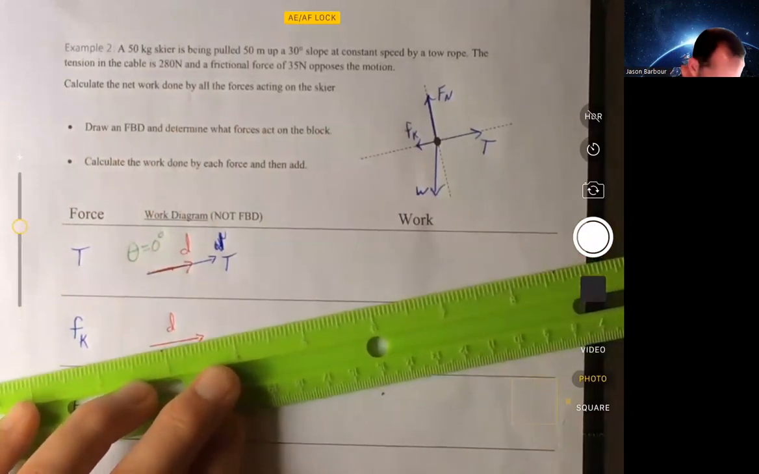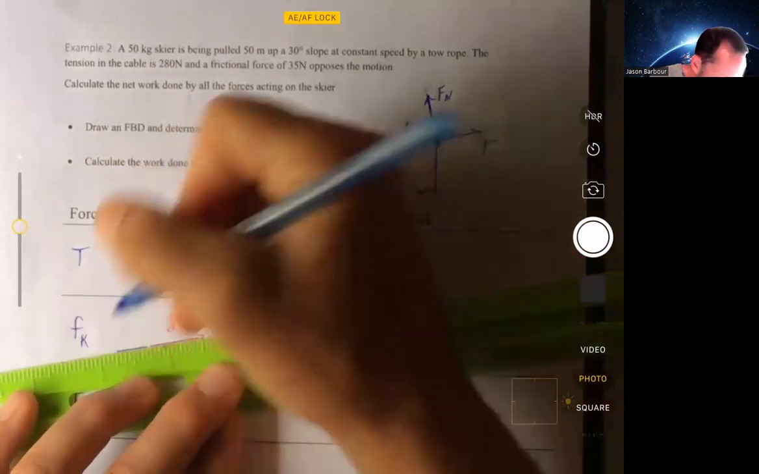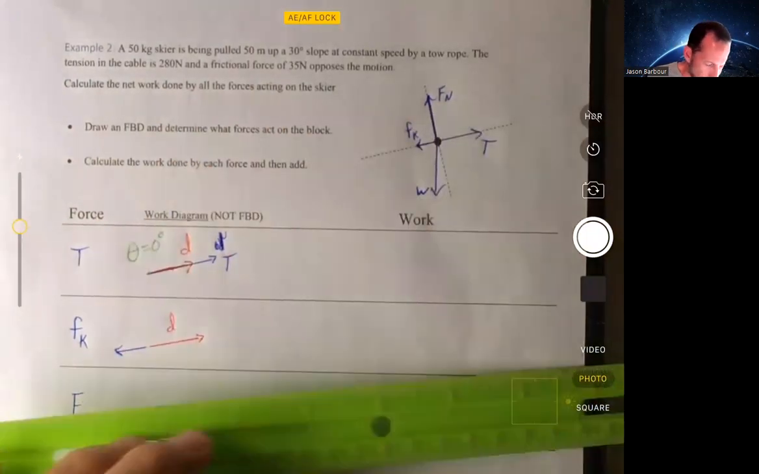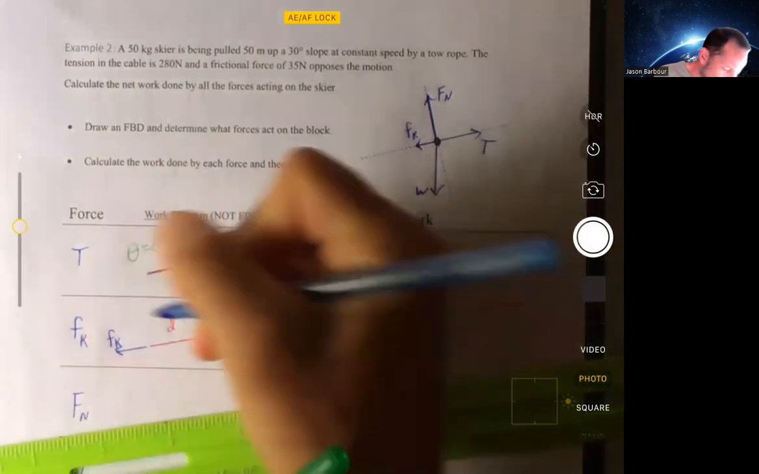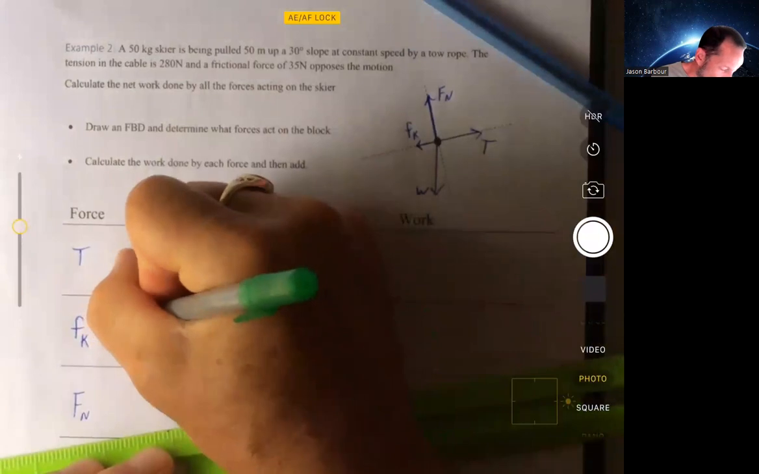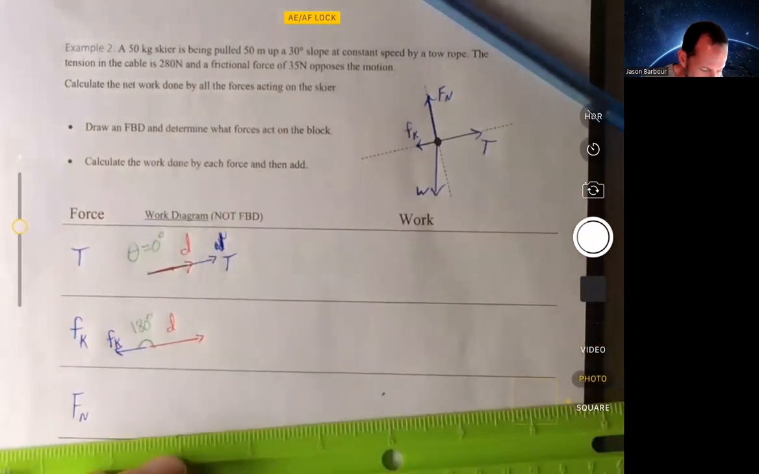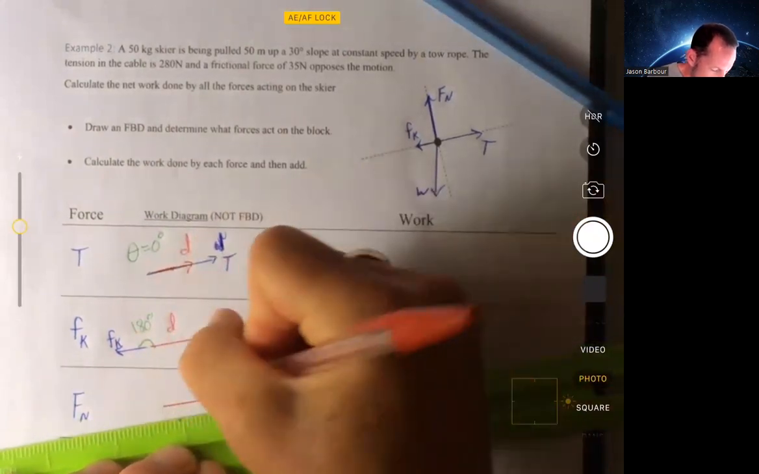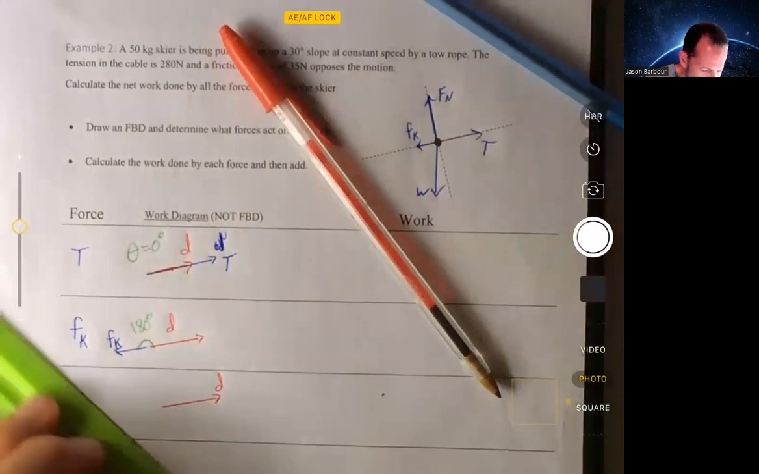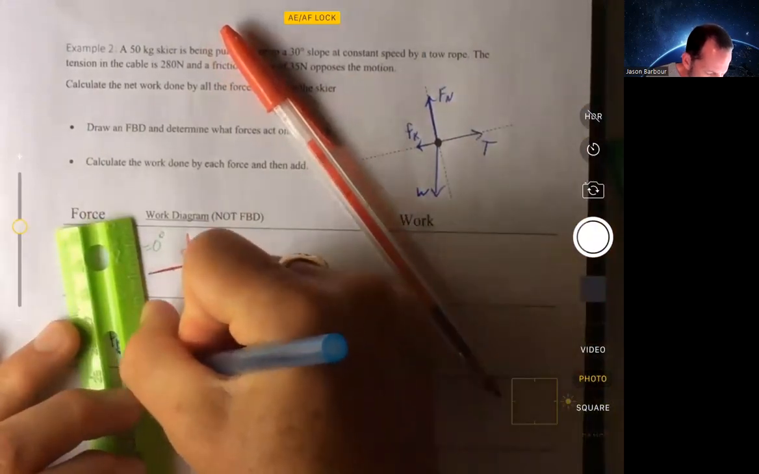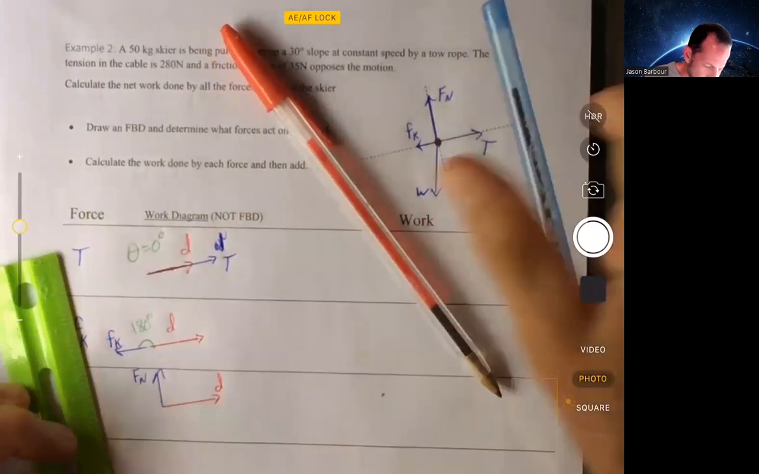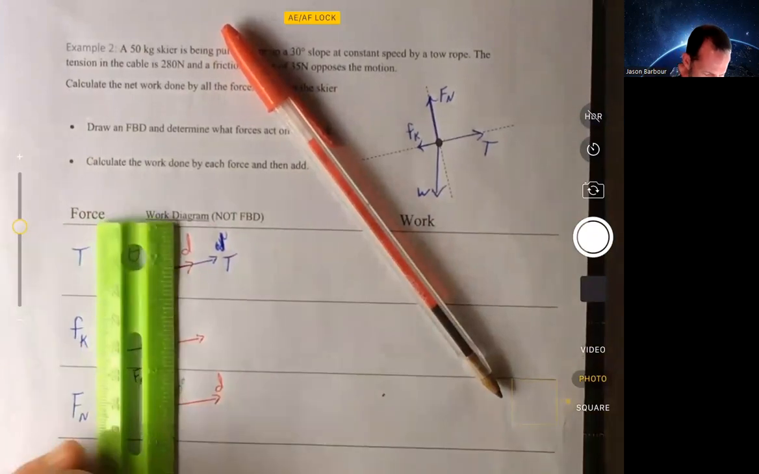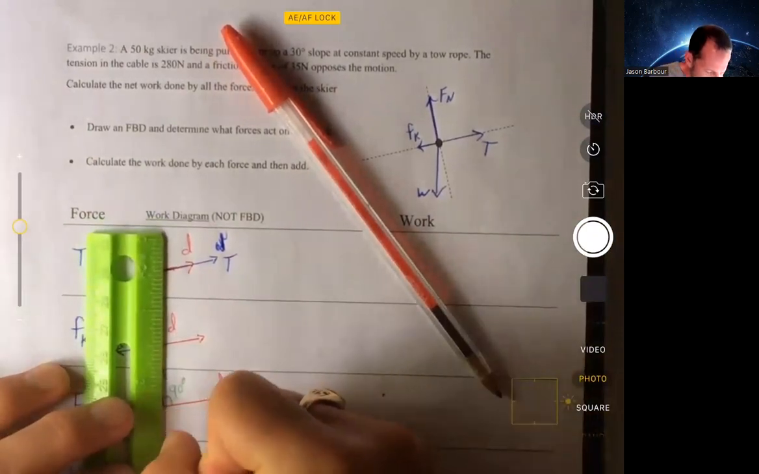And in this one, displacement is still the same direction, but the friction is this way. And the angle between those, oh, forgot to label it, FK. And then the angle here is 180 degrees. All right, for the normal force, again, drawing the displacement in the actual direction of the displacement. And the normal force in the actual direction of the normal force. And then the angle, 90 degrees.